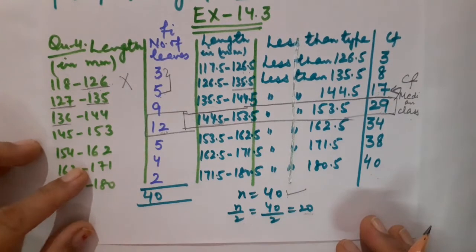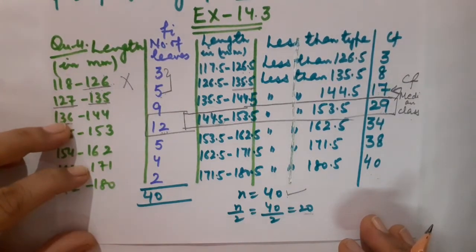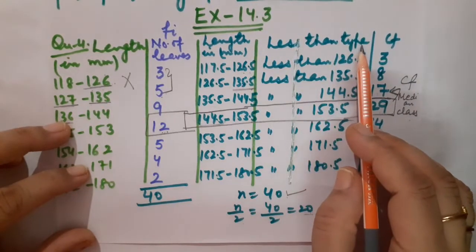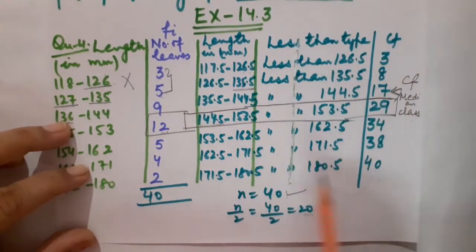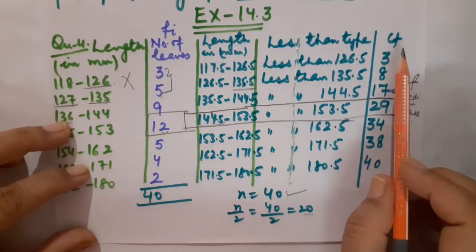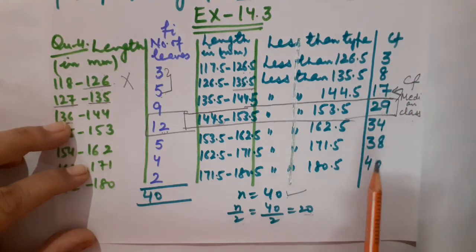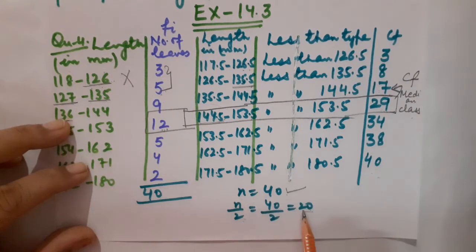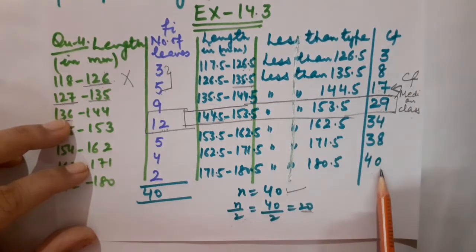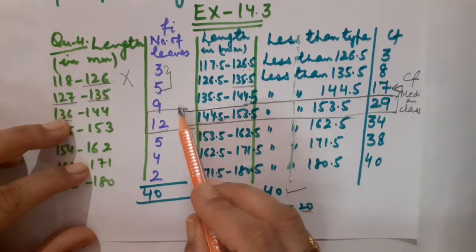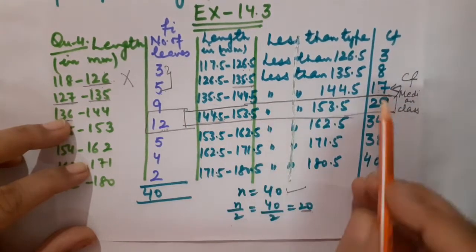Children, we cannot calculate median until or unless we have a less than type cumulative distribution table, which I told you yesterday how we are going to form. First of all, we choose the cumulative frequency that is just greater than 20, which is equal to n by 2. Here you can see that 29 is just greater than 20. So this complete class will be chosen as the median class.